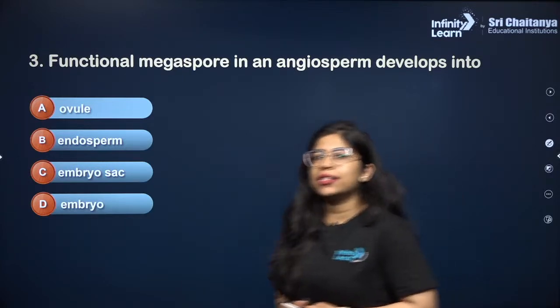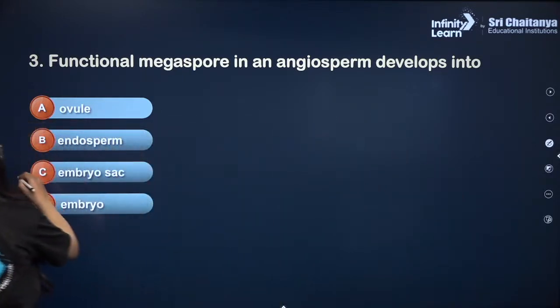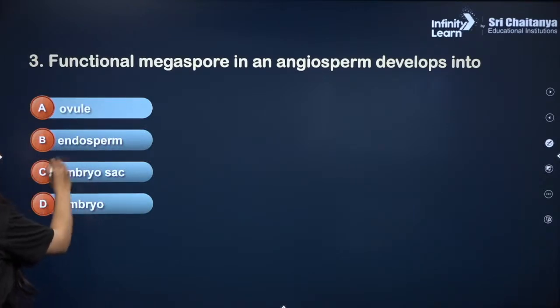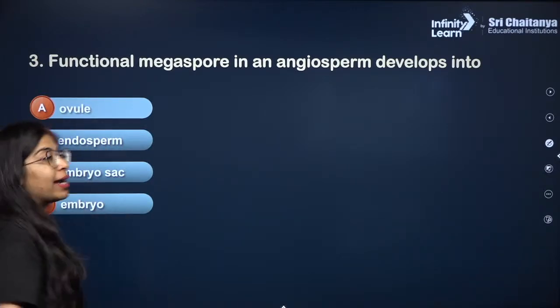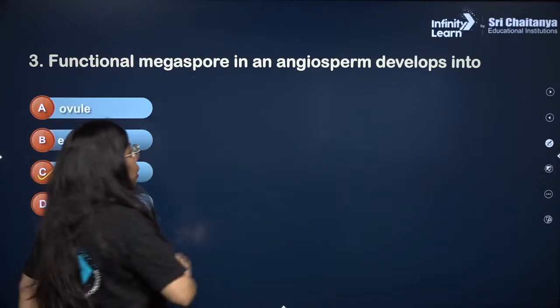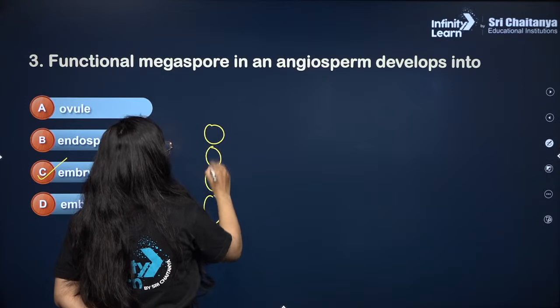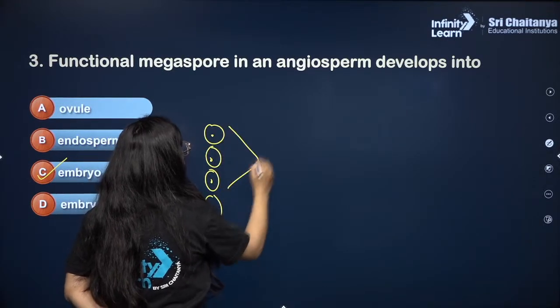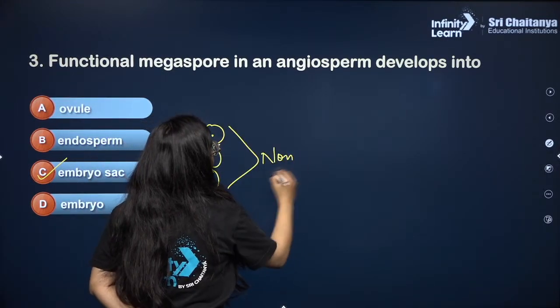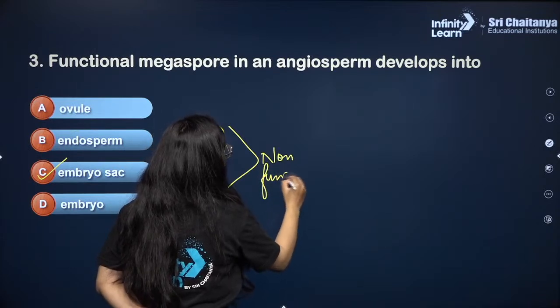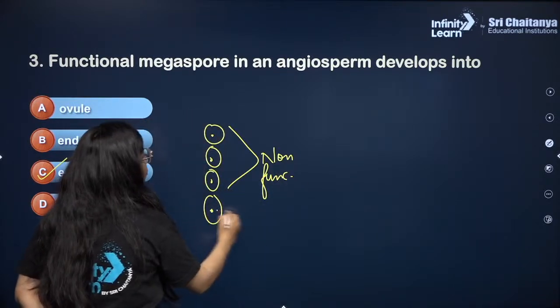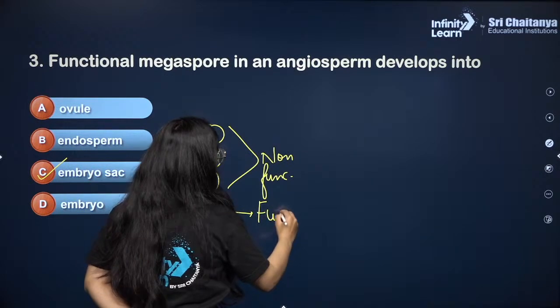Okay, I've got two answers, and yes, my right answer is embryo sac, everyone. We all know that there are three megaspores which are actually non-functional, everyone. And there is one which is functional.